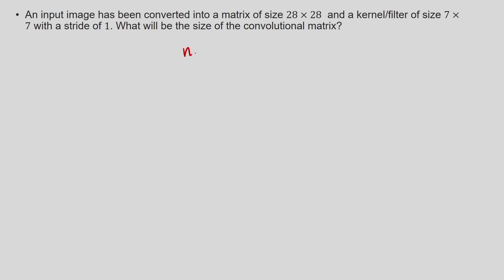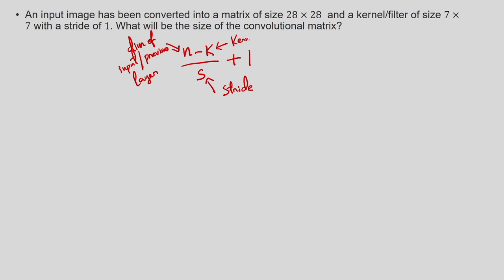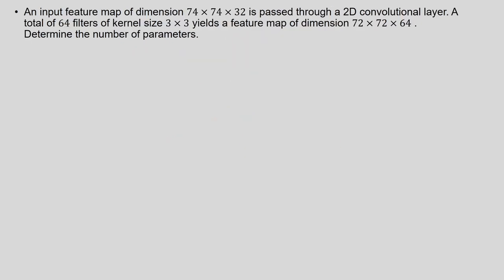The formula is (N minus K) by S plus 1. Here S stands for stride, N stands for the dimension of the input or previous layer, and K stands for kernel size. So, here N is equal to 28, minus kernel size 7, divided by stride 1, plus 1. The value is 22. The size of the convolution matrix is 22x22. Let's move to the next question.